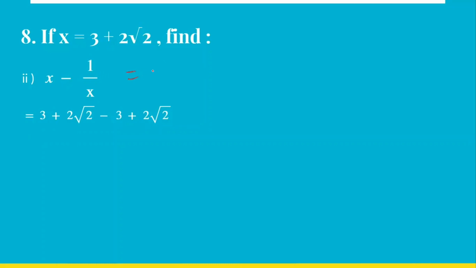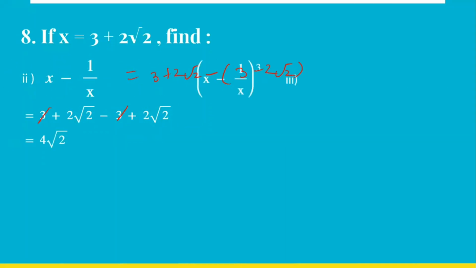So what we have done here, we put the value of x as 3 plus 2 root 2 minus in bracket 3 minus 2 root 2. When we open the bracket, minus into plus is going to be minus 3, minus into minus becomes plus 2 root 2. Got it? Now 3 minus 3 is going to be 0 and 2 plus 2 is 4 root 2. So this is how we get the final answer as 4 root 2.